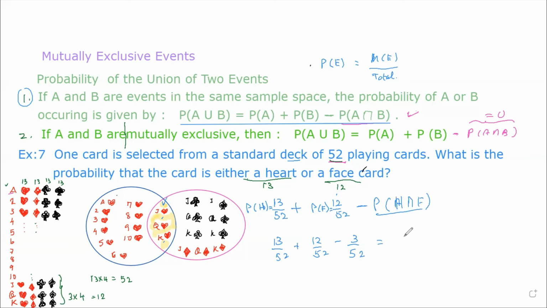So now you simplify. 13 plus 12, because it's the same denominator, correct? So we just add it up and minus this one, over 52. So 25, take out 3, we are left with 22 over 52. Okay, you can leave this as the answer, or find the decimal equation if the question requests decimal points. With a calculator, approximately 0.423, I think, yes. That's the final answer. You can leave the answer as a fraction or decimal, to 3 decimal places, 0.423.